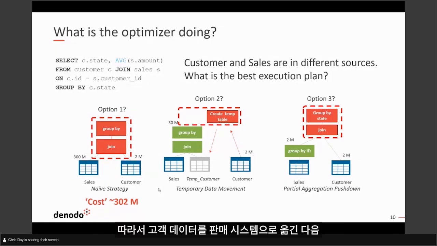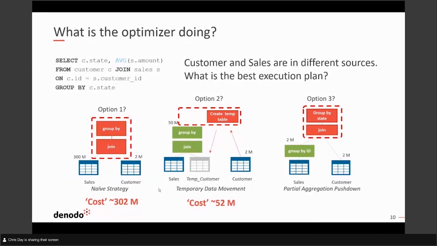Option 2 is where we recognize that the sales system actually allows us to create a temporary table. So let's move the customer data into the sales system and then ask it to do the joining and grouping. The result of that is about 52 million rows of data movement. Less cost. Same result.